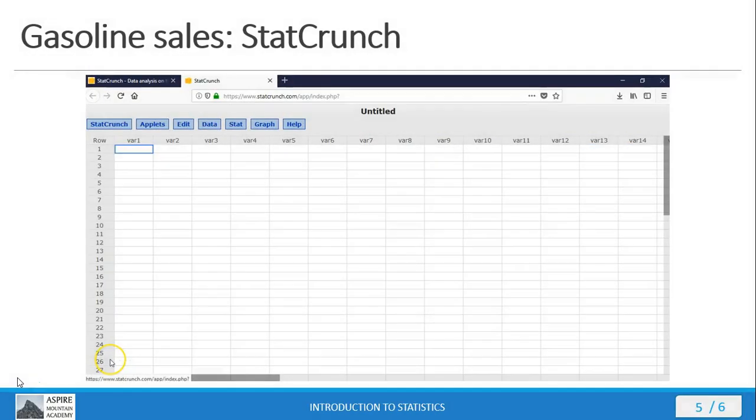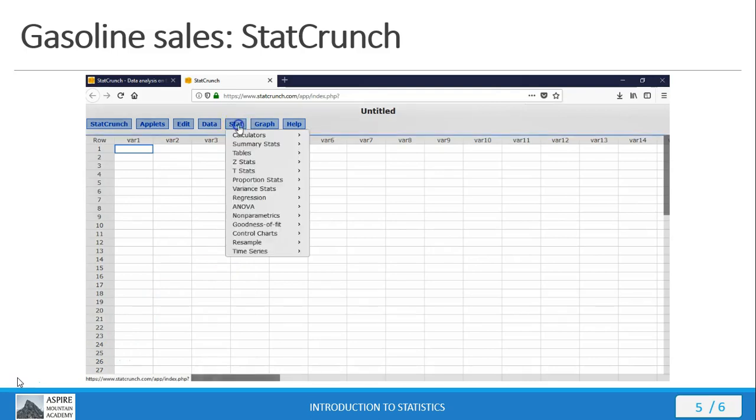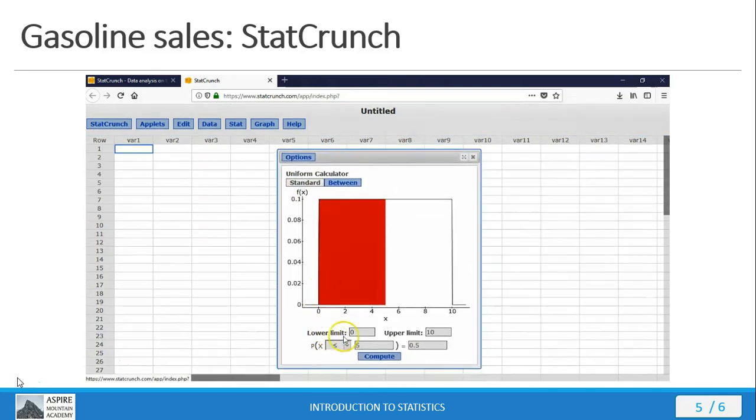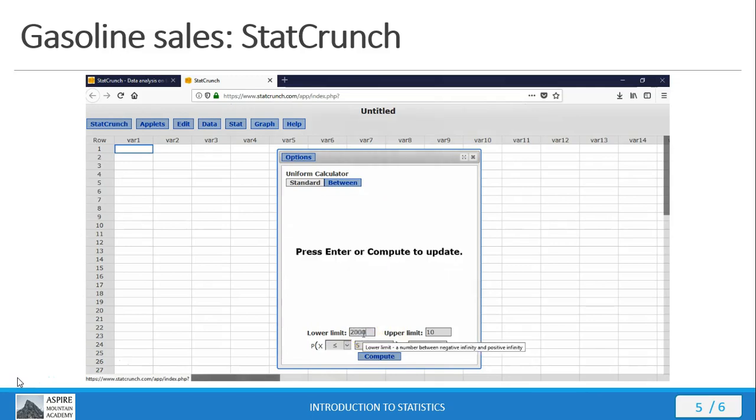Again, let's show you how to do this in StatCrunch. Okay, we're back in StatCrunch, and I'm going to show you how to tackle that gasoline sale problem, asking for the probability with a uniform distribution. So first we need to get our uniform distribution calculator. I go to Stat, Calculators, Uniform. And here in my uniform calculator, I need to put in the lower and upper limits. The problem said that we're distributed between 2,000 and 5,000 gallons a day. So I need to put those numbers in here. Between 2,000 and 5,000 gallons a day.